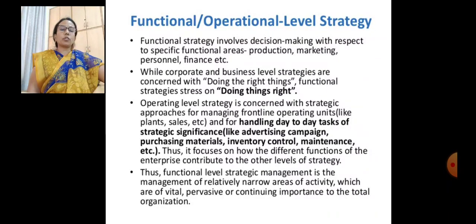Then coming to functional or operational level strategy. Functional strategy involves decision making with respect to specific functional areas: production, marketing, personnel, finance, etc. While corporate and business level strategies are concerned with doing the right thing, functional strategies stress doing things right. Operational level strategy is concerned with strategic approaches for managing front-line operating units like plants and sales, and for handling day-to-day tasks of strategic significance like advertisement campaigns, purchasing material, inventory control, maintenance, etc. Thus, its focus is on how the different functions of the enterprise contribute to other levels of strategy.